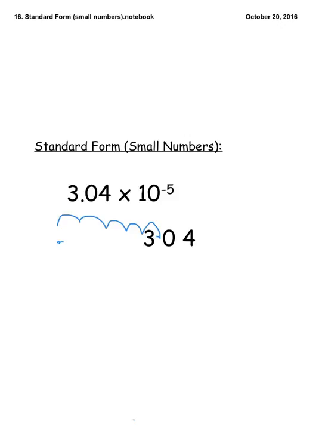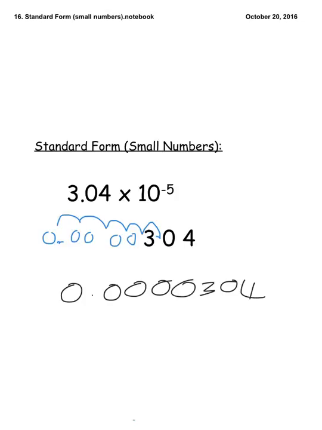So if I fill in all those jumps with zeros, I get that my new answer is 0.000304. What's interesting about that is that the negative number, that is my power of 10, is also the number of zeros that appear in front of my significant numbers. So there are 5 zeros there because my power of 10 is negative 5. And then 304 because the number at the front of my standard form is 304.